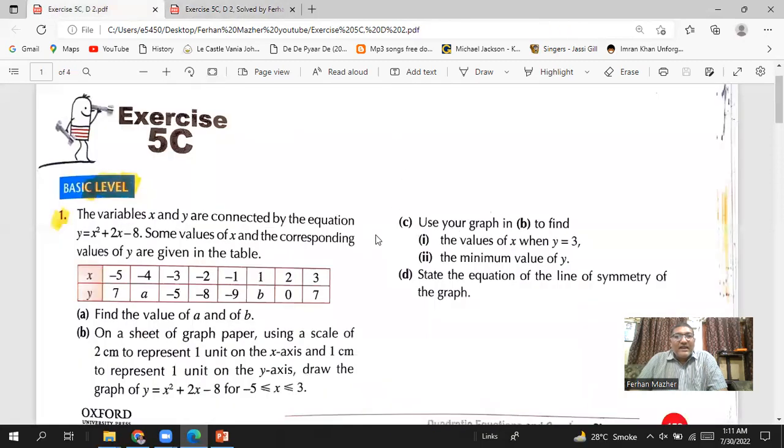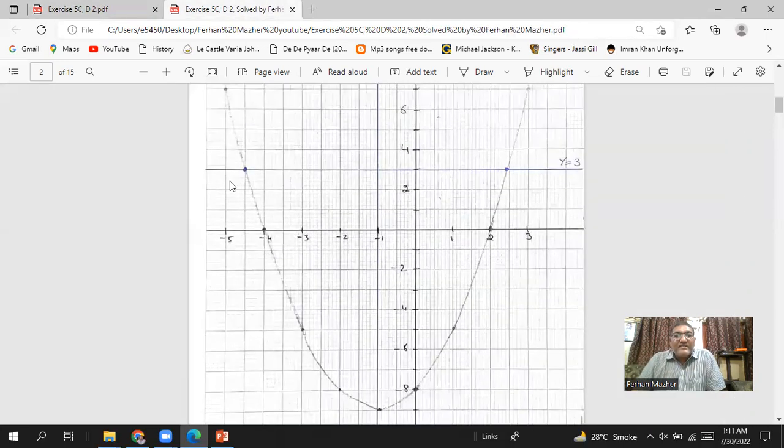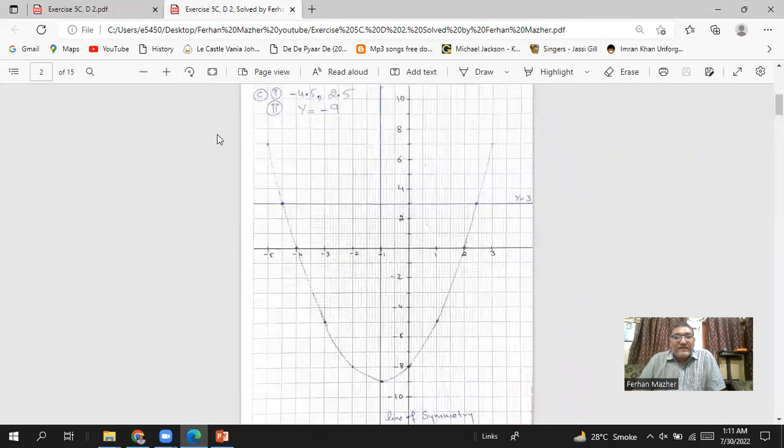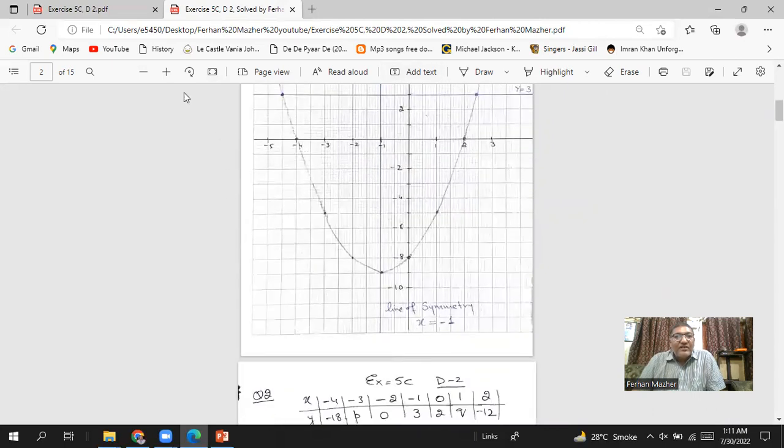Okay. Now the next question they are asking is, state the equation of the line of symmetry of the graph. The line of symmetry of the parabola graph is that line which passes through its turning point. So I have drawn this line. So this is the line of symmetry. And because this line is a vertical line, its equation is x equals constant. So here that constant is -1. So x equals -1 is the line of symmetry.